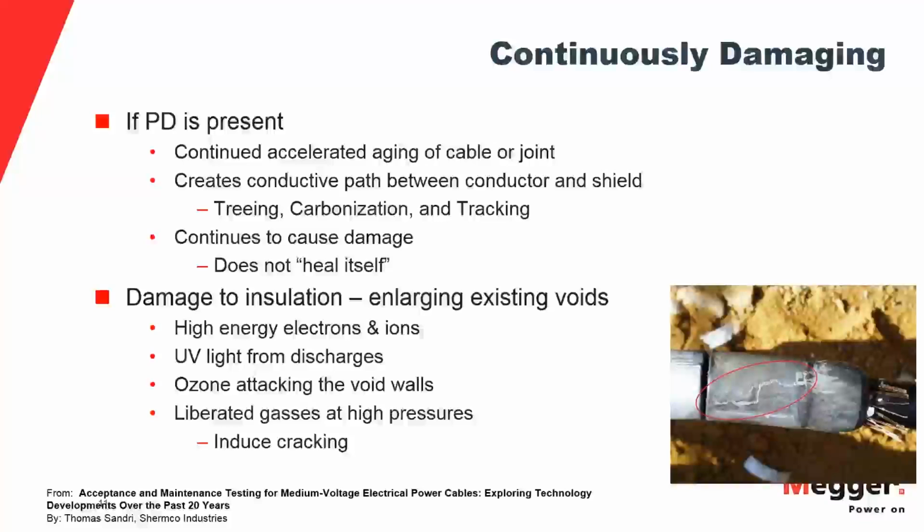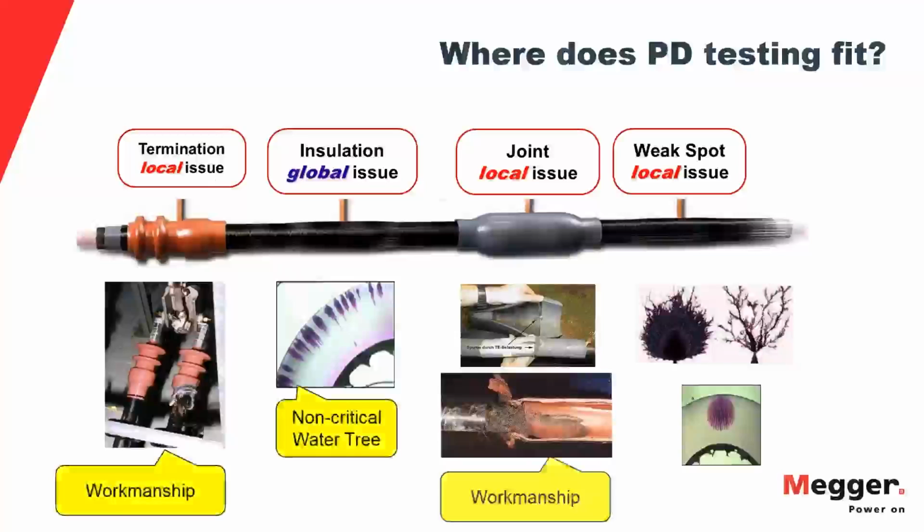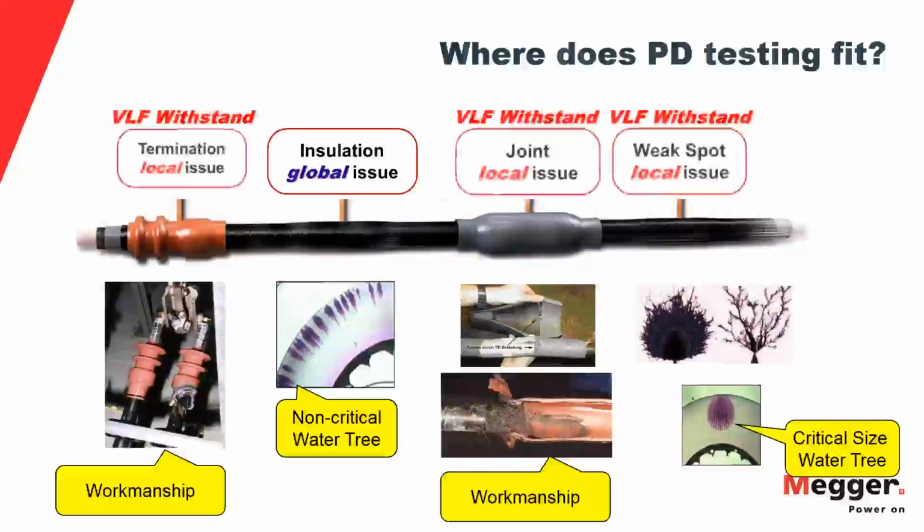It only gets worse. The mode that it damages the insulation is various effects from partial discharge, such as high energy electrons and ions getting emitted from the breakdowns, UV light attacking the insulation, ozone emitted during the breakdowns, high pressure, high temperature gases getting freed up. All of these induce cracking, induce carbonization on the channel walls, just a continuously damaging process.